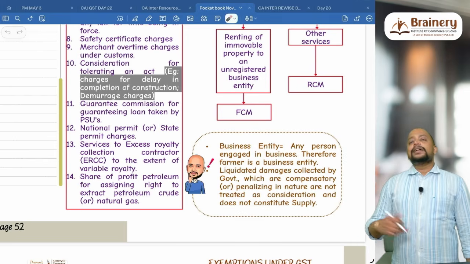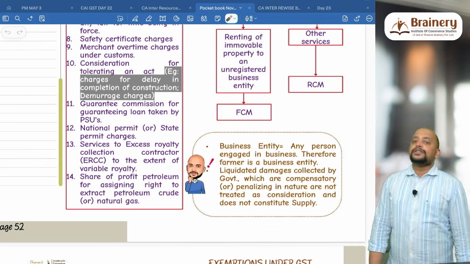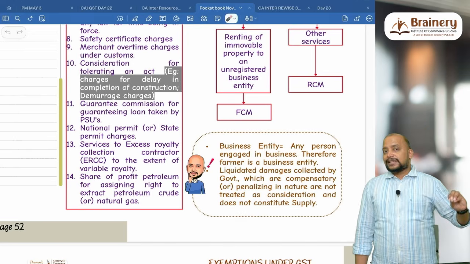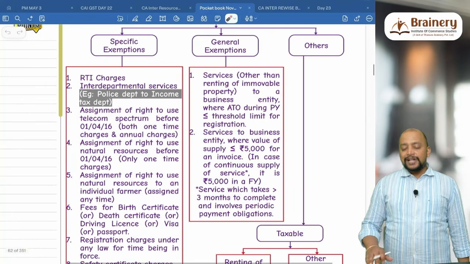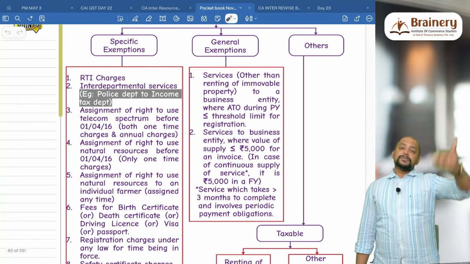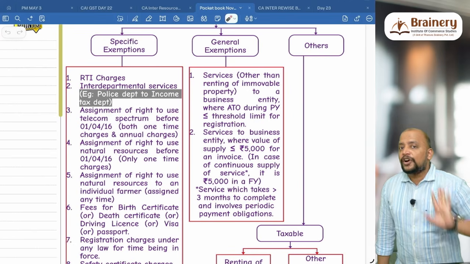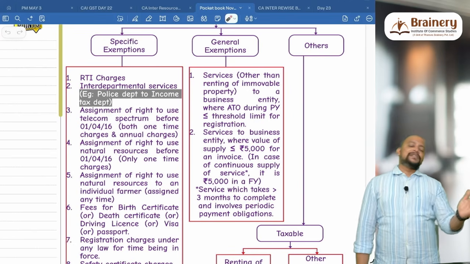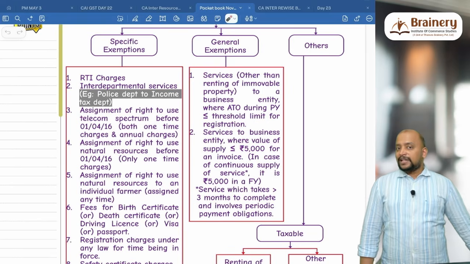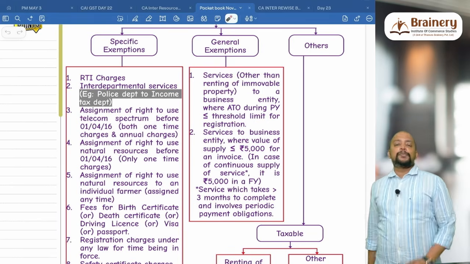And in this connection, we have cost petroleum. Cost petroleum is recovery of expenses by the leaseholder that will not be treated as consideration and consequently it is not a supply. Then we have two general exemptions. Number one, apart from these 14 points, any other service provided by government to business entity other than renting of immobile property to a business entity whose turnover during the previous year does not exceed threshold limit is exempted. So this first general exemption is not applicable for renting of immobile property.